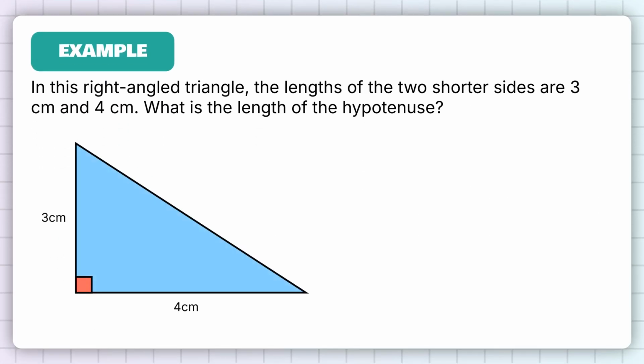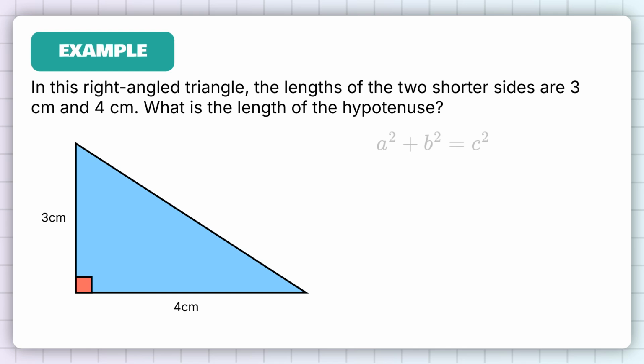Let's apply this theorem to a problem. In this right-angled triangle, the lengths of the two shorter sides are 3 centimeters and 4 centimeters. What is the length of the hypotenuse? Pause the video to try and solve this yourself.